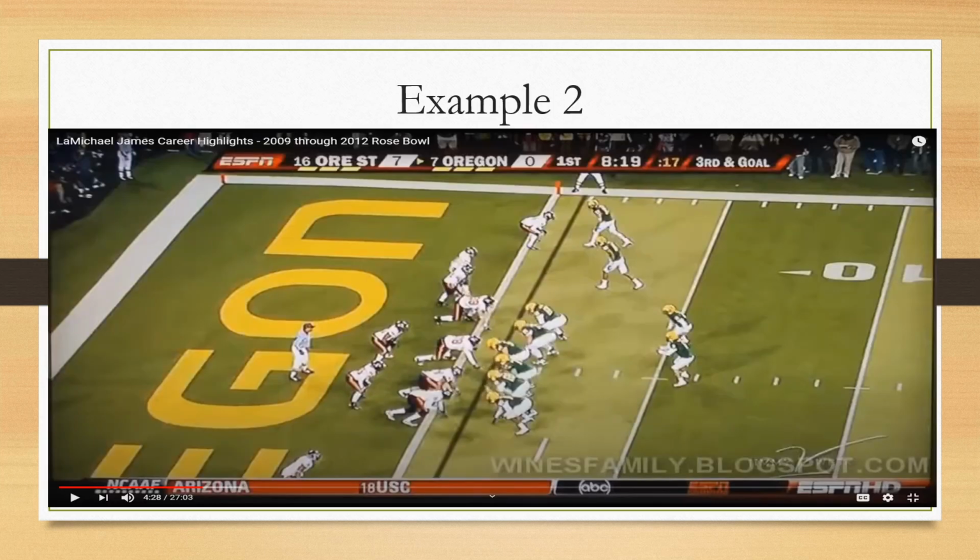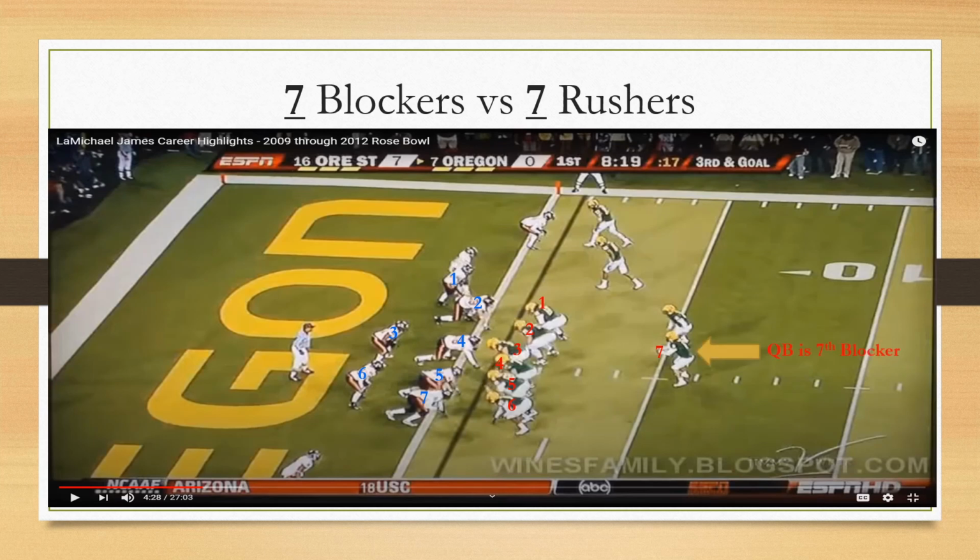So let's look at example number 2. This is the spread offense, and we have here another goal line play. This one's 3rd and goal from the same yard line, and if you notice, we have 7 blockers. The defense has 7 rushers. We have 7 blockers versus 7 rushers if you count the quarterback, and we're going to explain why he's the 7th blocker.